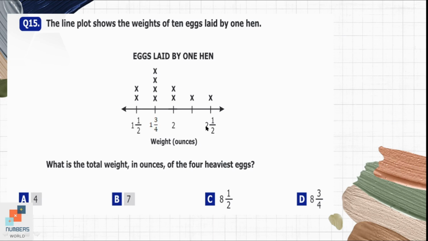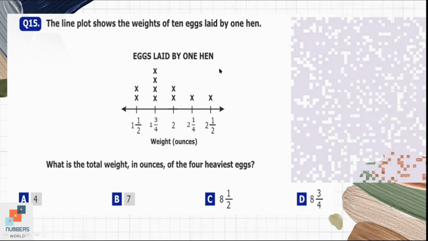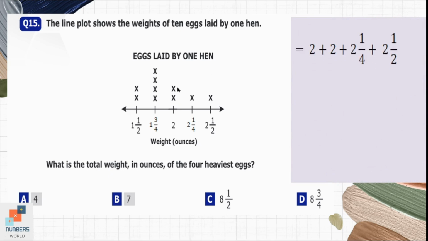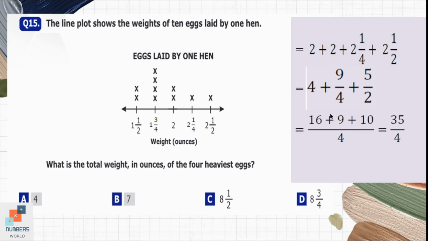The third number is 2 and the last mixed number is 2 wholes 1 by 2, which is equal to 2.5. So what is in between 2 and 2.5? It's 2.25. That can be written as 2 wholes 1 by 4. In the question they have mentioned the total weight of the four heaviest eggs. So the last four eggs are the heaviest, so we are going to add them up like 2 plus 2 wholes 1 by 4 plus 2 wholes 1 by 2. We are going to convert our mixed numbers into improper fractions and then we will take the LCM. The fraction is 35 by 4. After dividing 35 by 4, we will get 8 wholes 3 by 4. So the total weight of the four heaviest eggs is 8 wholes 3 by 4 ounces.